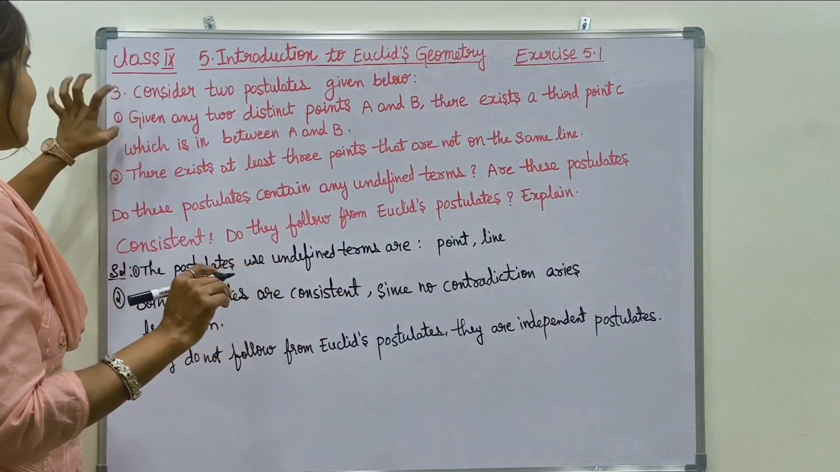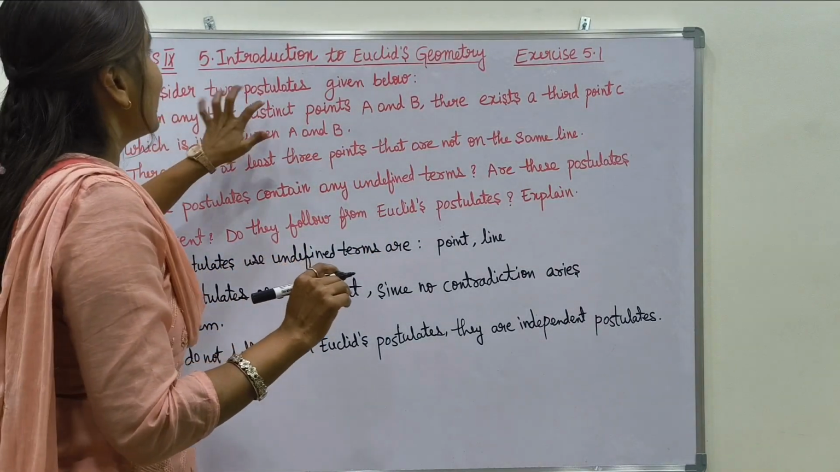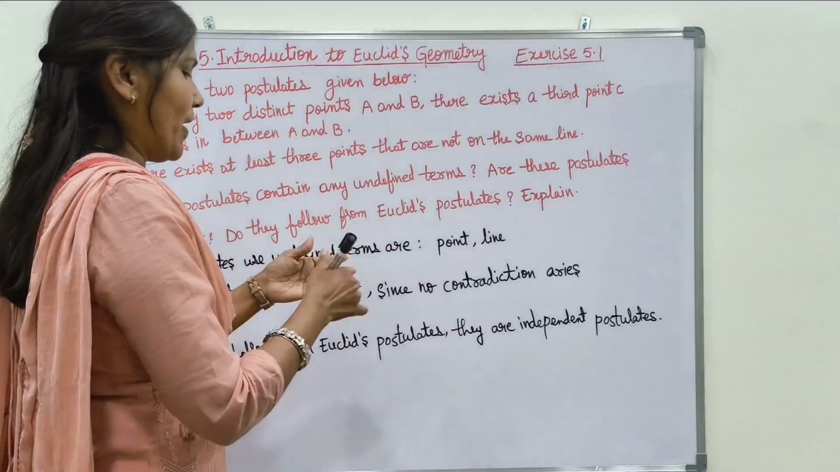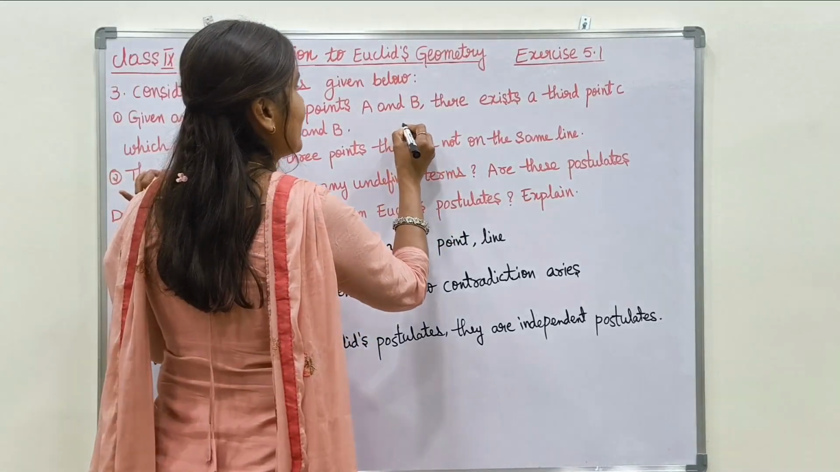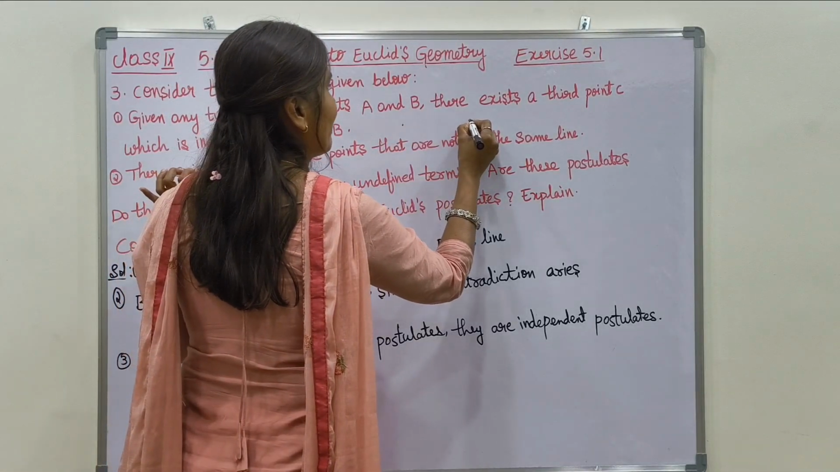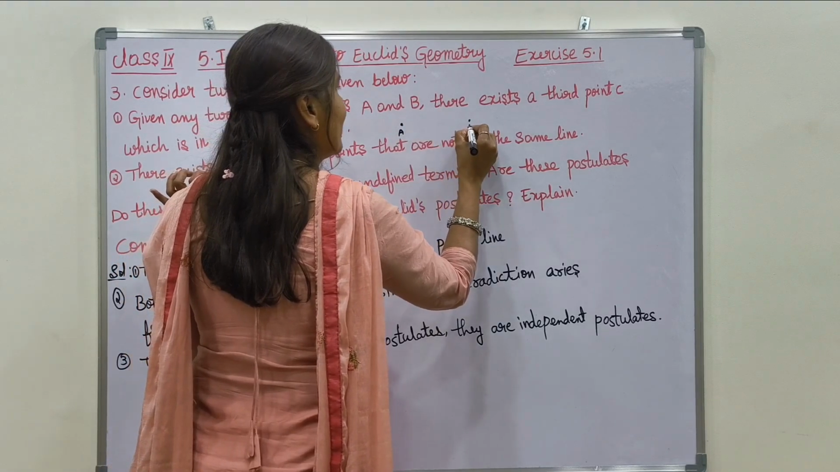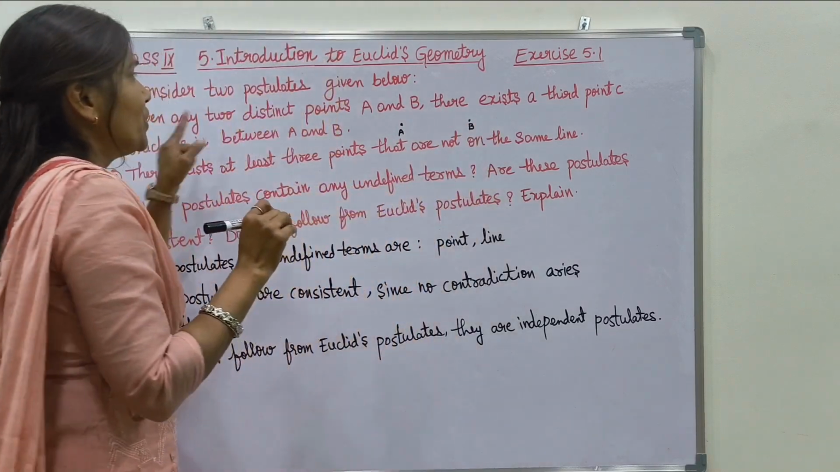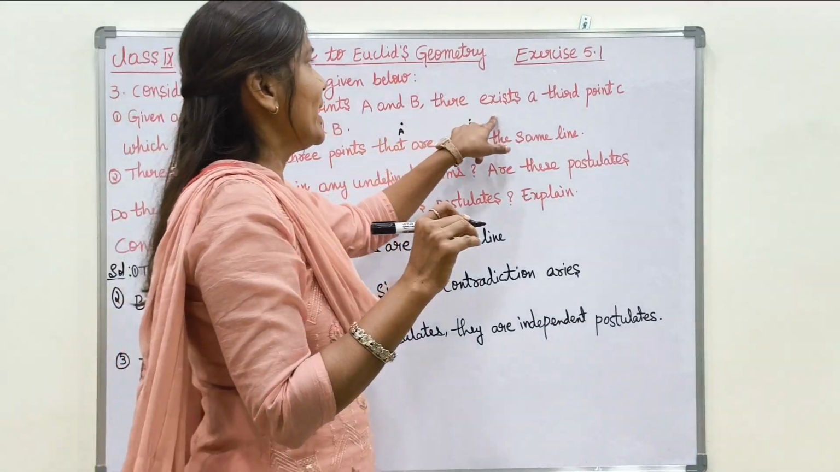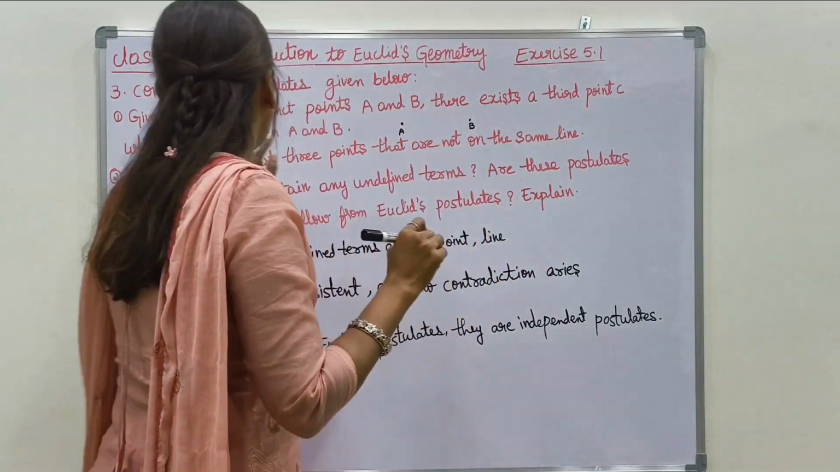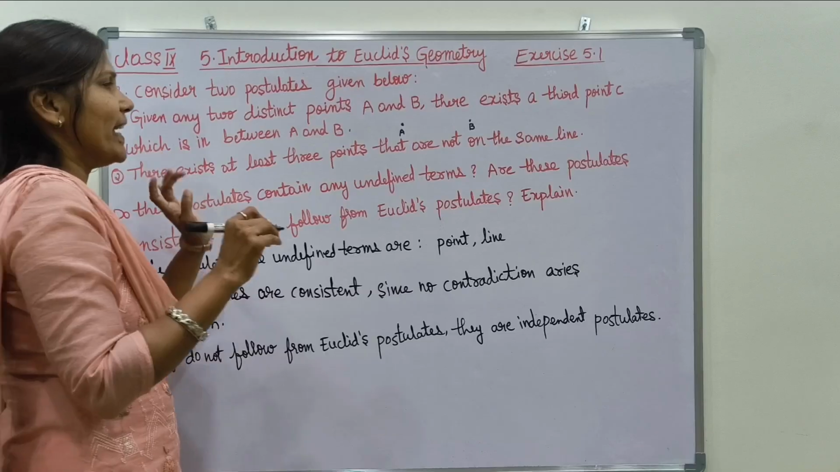First, we will do the first one. See beta, given any two distinct points. So, you have to take two distinct points. See here I am taking two distinct points. Here one point, here one point. This point's name is A, this point's name is B. For two distinct points A and B, there exists a third point C which is between A and B.